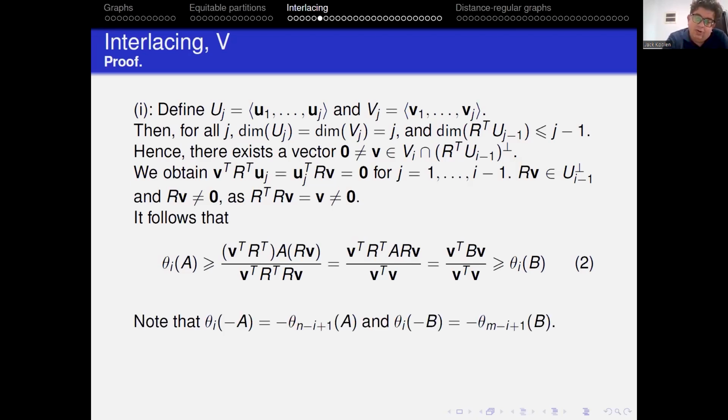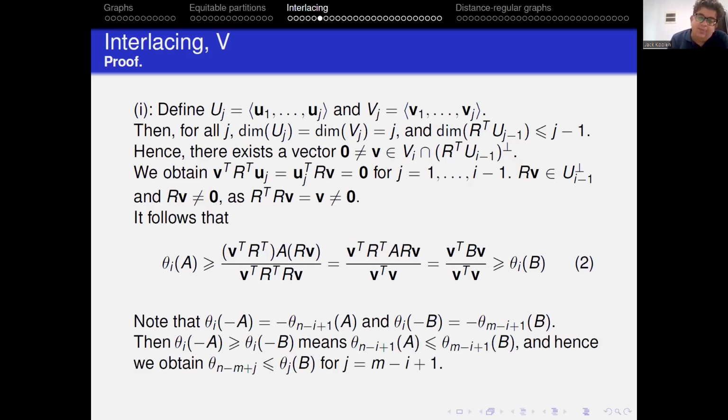And to show the other direction, we just observe that if I look at the eigenvalue of minus A, that's just minus the (n minus i plus 1)th eigenvalue of A, and similarly for B. So that is why we get the other inequality as well.